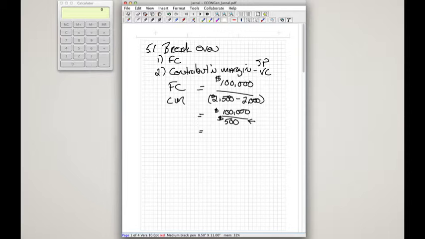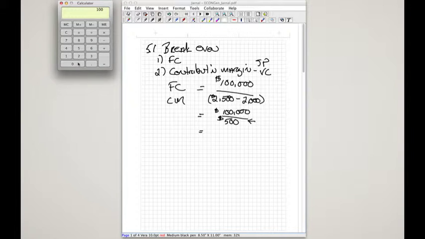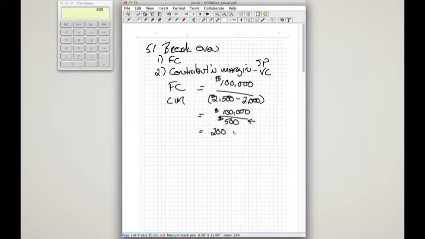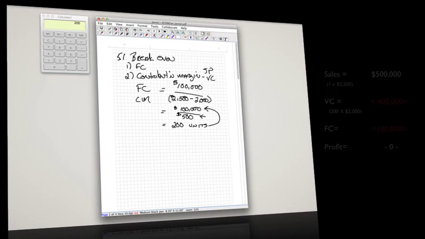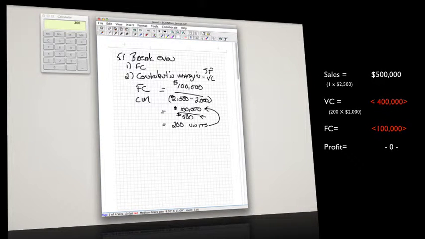And so if each unit gives me $500 and I have to cover $100,000, well, it's simply a matter of dividing 100,000 by the $500 we get from each unit we sell to come up with 200 units that need to be sold to exactly cover that $100,000 in fixed costs. So 200 units sold, we break even, we cover our fixed costs. Since we're dealing with contribution margin, the variable costs have already been taken care of. And therefore, right at that break-even point, profit is equal to 0.